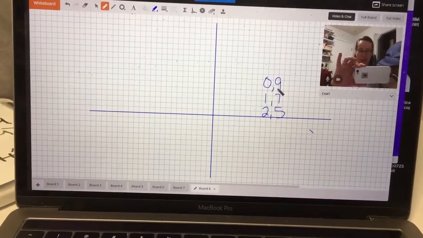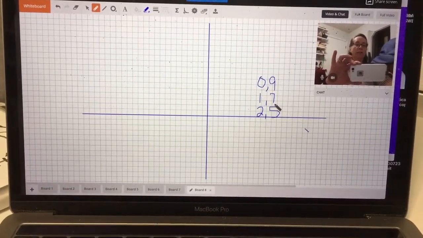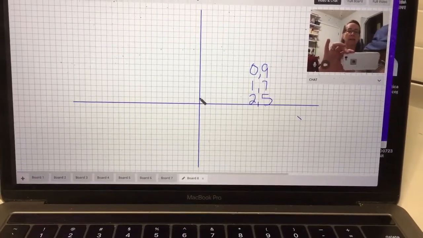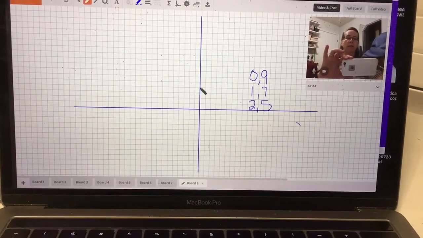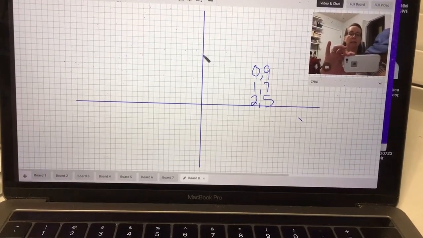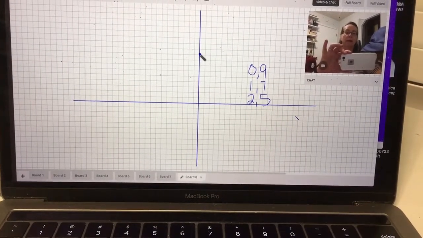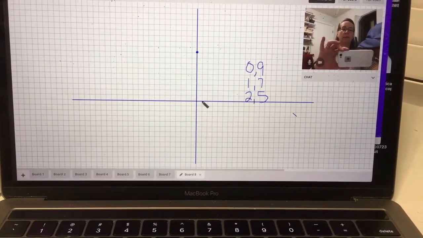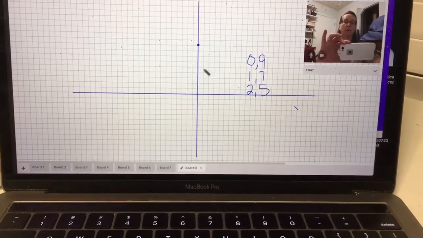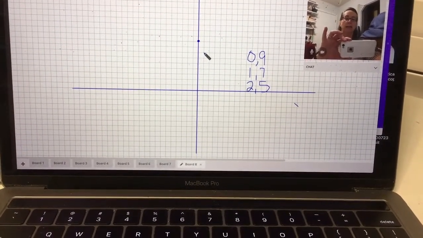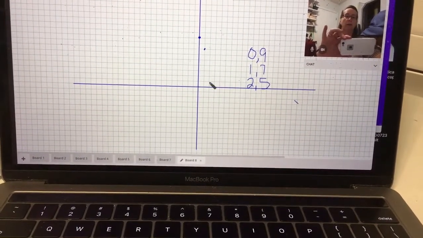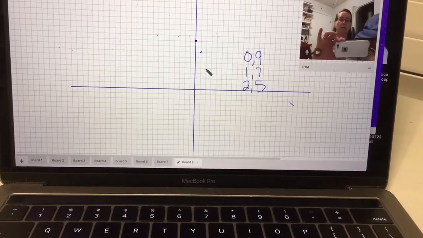These are the 3 points: 0, 9, 1, 7, and 2, 5. So let's plug in 0, 9. 1, 2, 3, 4, 5, 6, 7, 8, 9. Let's put a point there. Then 1, 7: 1, and then 1, 2, 3, 4, 5, 6, 7. And then 2, 5: 1, 2, 1, 2, 3, 4, 5.